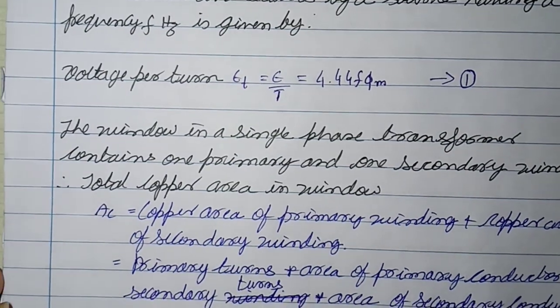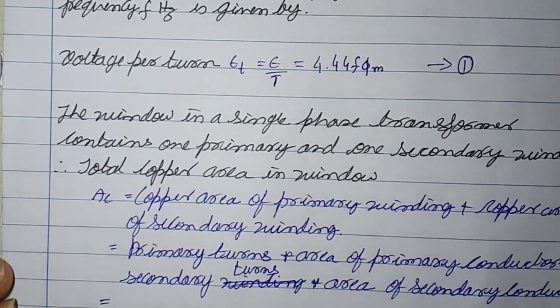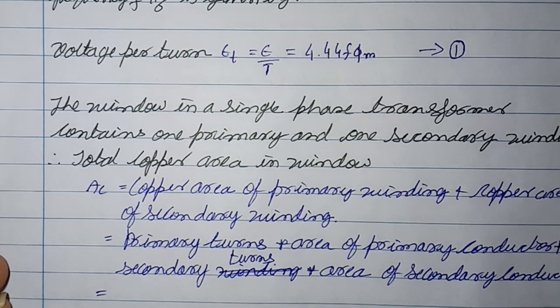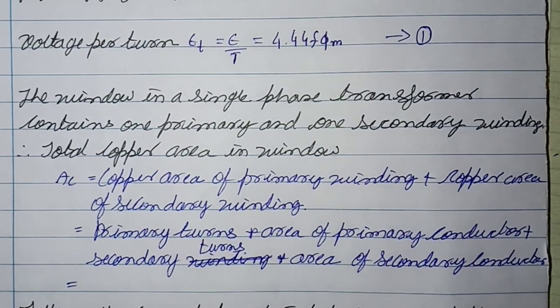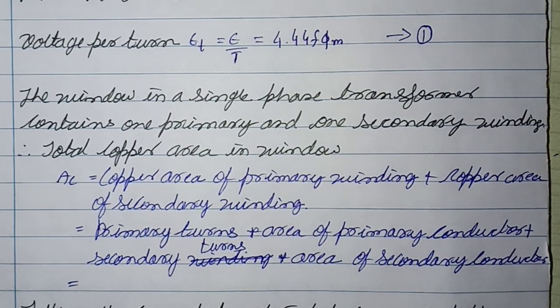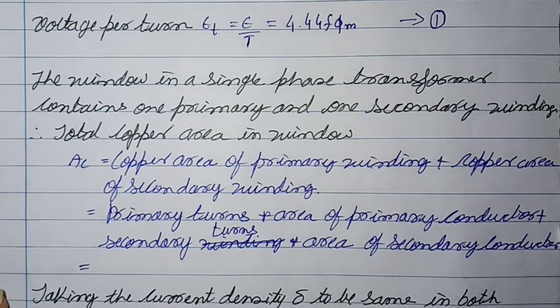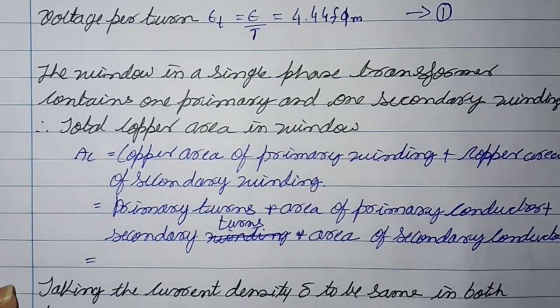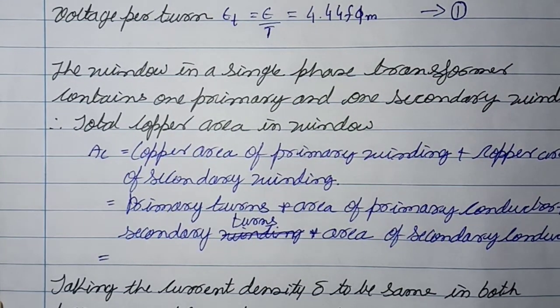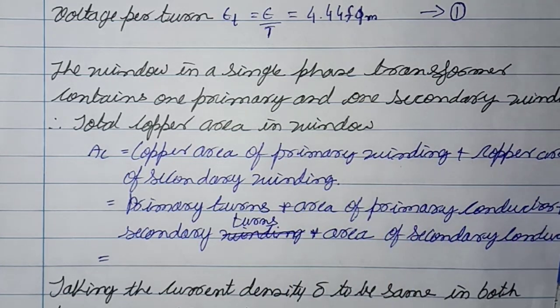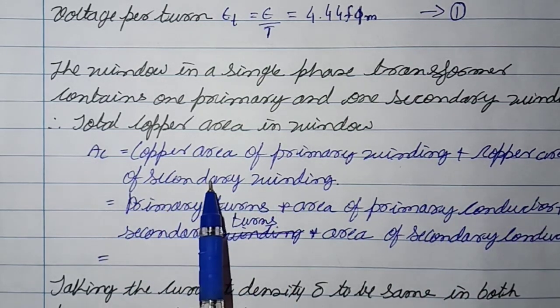Okay, next, the window in single phase transformer. In single phase transformer, it contains one primary and one secondary winding. That is what is the catch here, right? The window in single phase transformer contains one primary and one secondary winding. So we are going for total copper area in window of a single phase transformer. So that is denoted by AC, which is equal to copper area of the primary winding plus copper area of secondary winding.